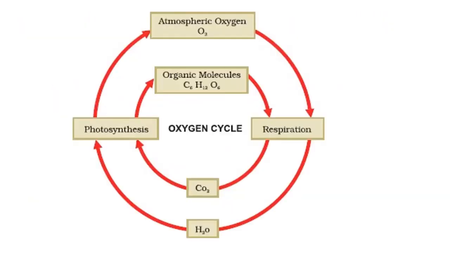So you can see this is the oxygen cycle. Atmospheric oxygen exists in O2 form. It is used in the respiration process. Then by the photosynthesis process, it is released back into the atmosphere. So this is the oxygen cycle.